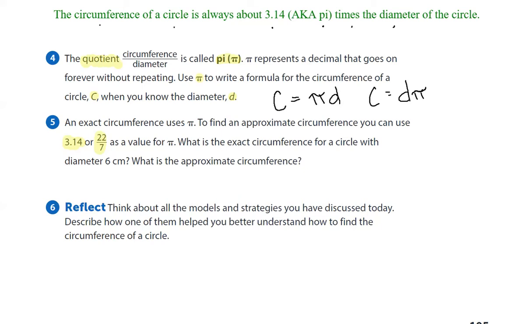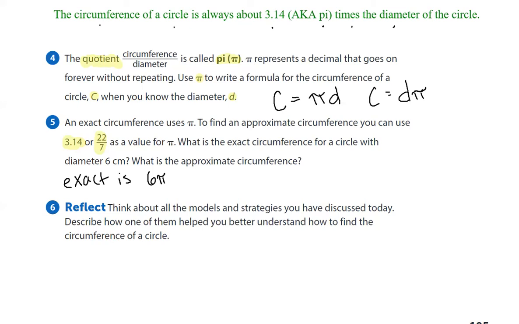What is the exact circumference for a circle with a diameter of 6 centimeters? So for the exact, you would just put 6 times pi, because you can't math that out. It's too long. So that's how you'd write the exact. You just write 6 pi.